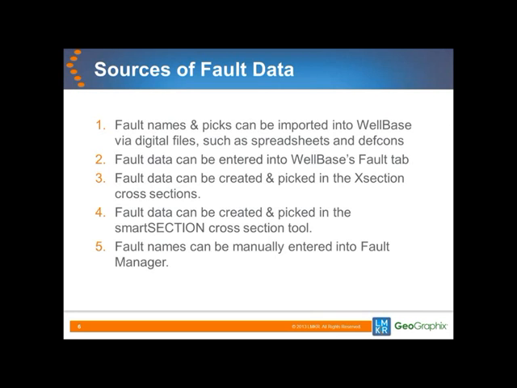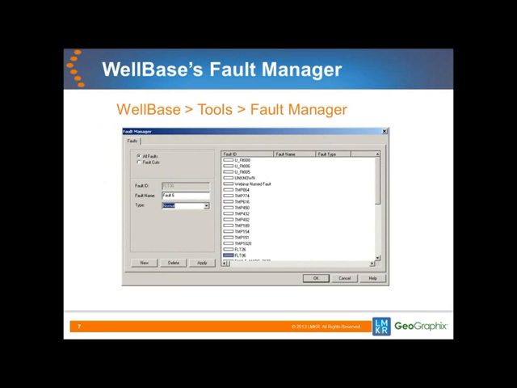First of all, fault data such as names and picks can be imported into well-based via digital files such as spreadsheets and DEFCONs. In addition, this kind of fault data can be entered into well-based's fault tab manually, and fault data can be created and picked in both the smartSECTION and XSECTION cross-sections. Finally, fault names can be manually entered into the fault manager. No matter how faults are created, they are all ultimately stored in the fault manager. You can access the fault manager by going to Well-Based, Tools, Fault Manager.